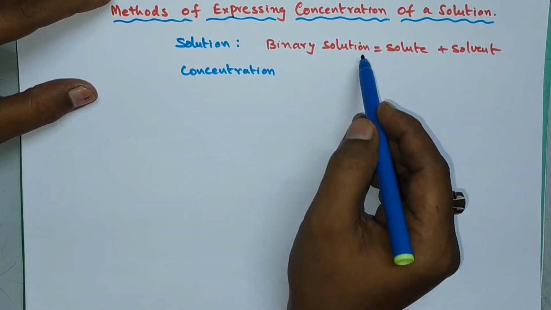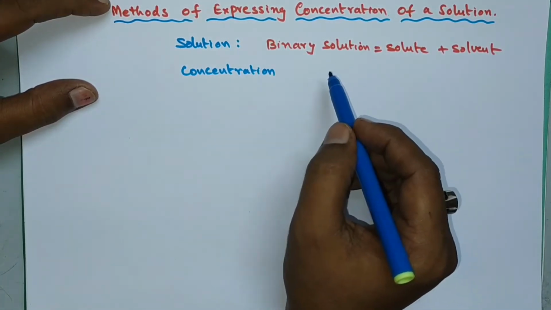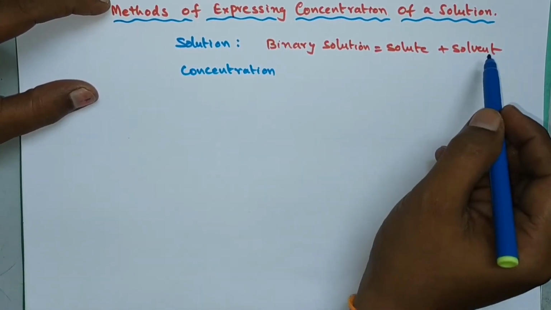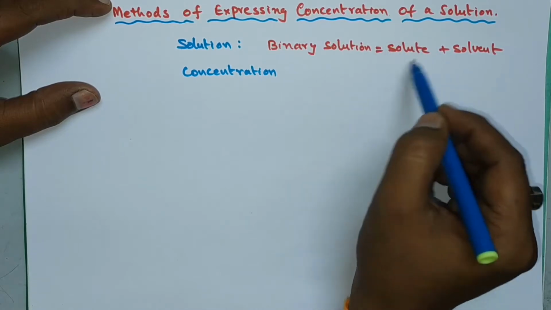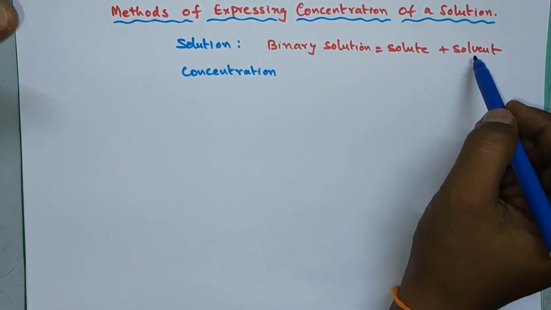If any solution contains two components, then the solution is called a binary solution. In binary solutions there are two components, one is solute, the other one is solvent. The substance which is in less quantity is called solute, whereas the substance which is in high quantity is called solvent.